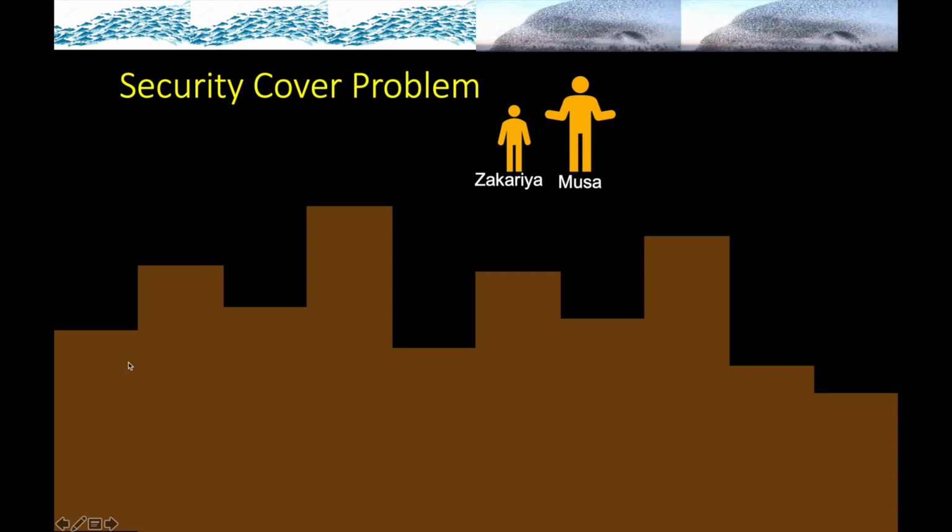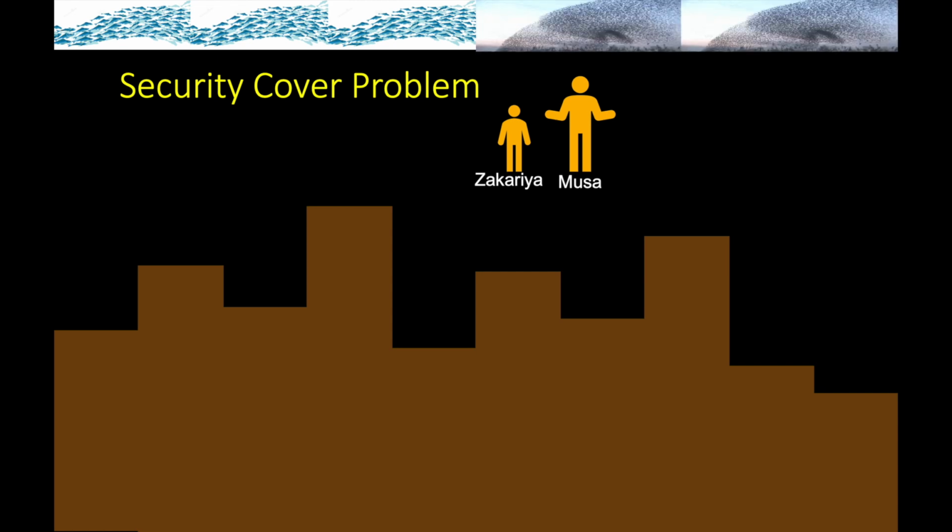What Musa and Zakaria have are two important tools. One is that they can measure the height of the building on which they are standing, and secondly, of course, they can also measure the height of the next building as well.